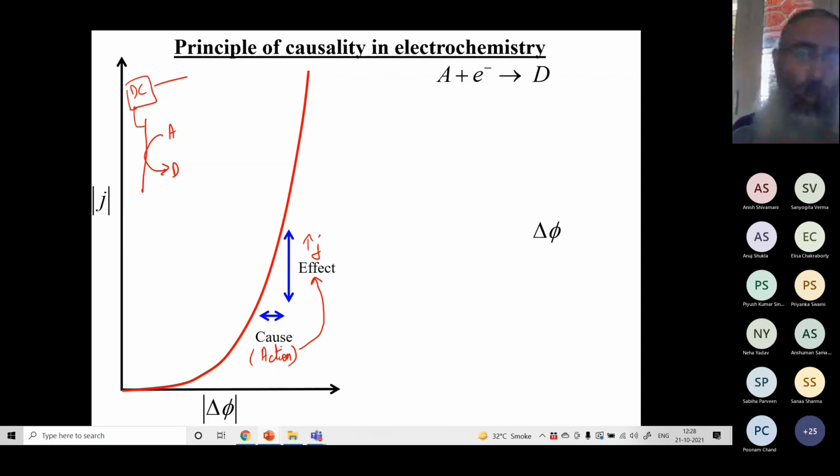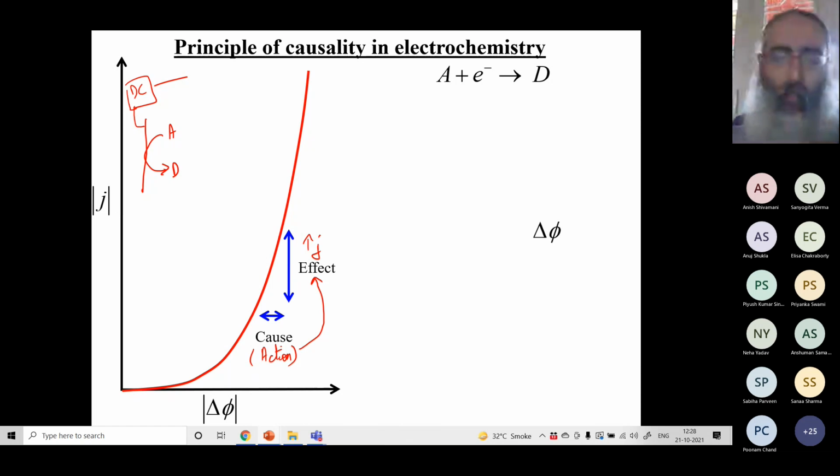If you want to do it in purely kinetic, chemical terms, how do you affect the rate of the reaction? You either change the concentration of the reactant or the product, or you change the temperature of the reaction. Or maybe you can use a catalyst to increase the rate of the reaction. But here we are talking about the same system. By applying a cause, or by doing an action on the system in terms of manipulating the delta phi, the electric field that is created at the interface.